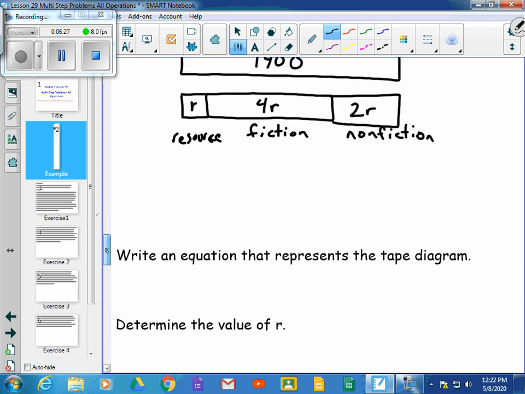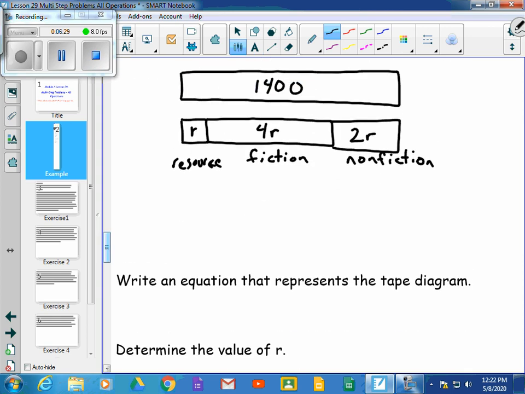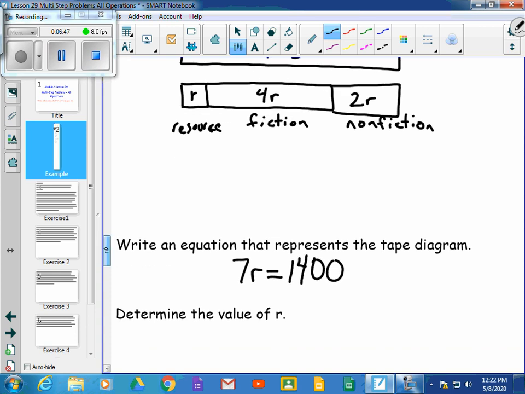We can use that tape diagram to write us an equation. So we can put all the R's together. If they have like terms, we can add them together. So R plus 4R plus 2R is going to equal 7R, and that equals the total number of books in the library, 1,400.